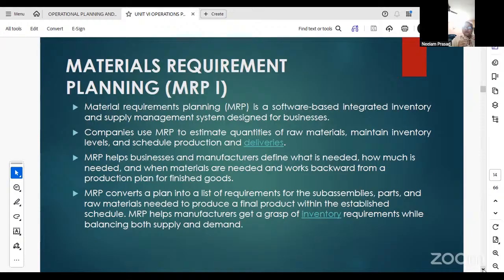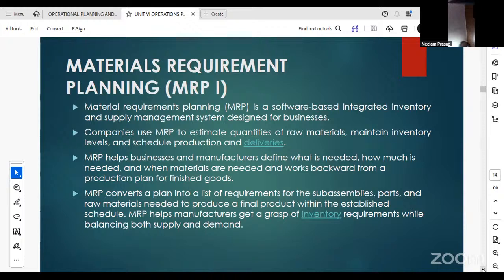So here, what we were doing manually until now, we have computerized it. It tells you material requirement planning is software based. That is, now we are using computers. Integrated inventory and supply management, because you have to manage inventory so that you are not short of material and not overloaded with material. So this helps you in managing inventory. Inventory will tell you how well your whole supply chain is managed.